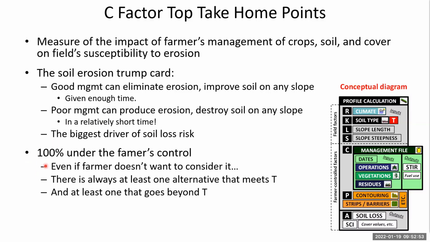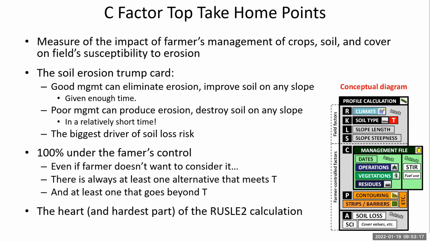It's 100% under the farmer's control in that, even if the farmer doesn't want to consider it, I'm a vegetable farmer, I need to grow vegetables every year. There is at least one alternative. It may not be one that's economical for you or that you want to consider doing, but you could take that land out of vegetables and rotate it to sod. There is a way. You can't do no-till vegetables, but there is a way to find an alternative that meets T and even one that goes beyond T.